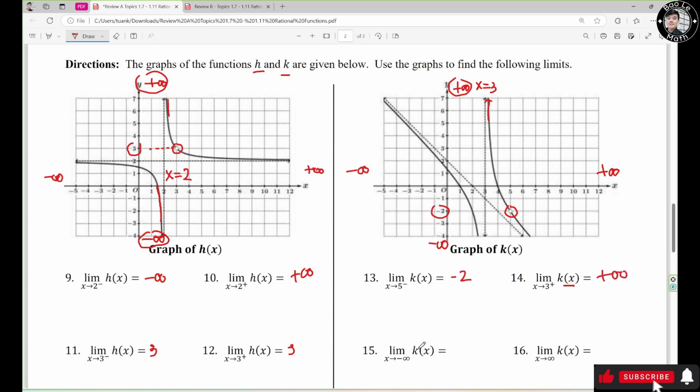Now, the limit of the function k of s when s approaches negative infinity. Negative infinity means s goes to the left right here. The function goes up, so it's still positive infinity, right? Now, the limit of the function k of s when s approaches positive infinity. So s goes to the right, and the function is going down. It's going to be negative infinity, right?